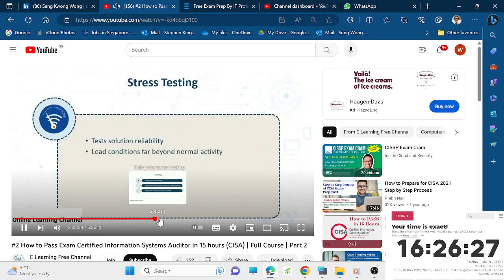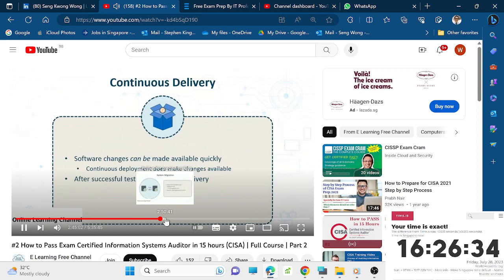Reliability. So we're looking at load conditions way beyond normal activity. So we're trying to break it. What is the breaking point?